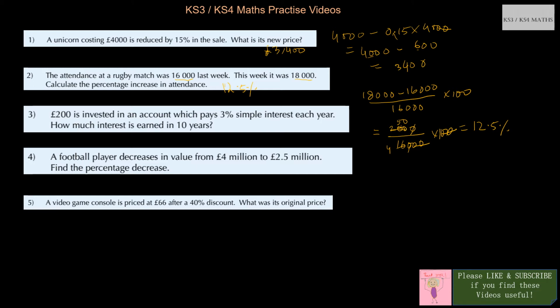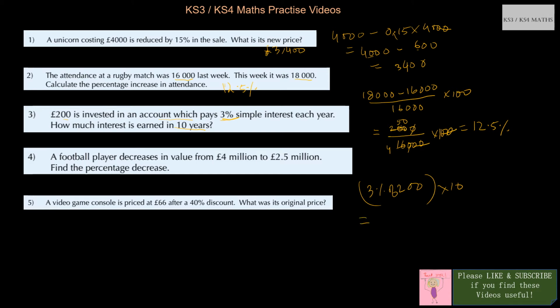The next one is saying £200 is invested in an account which pays 3% simple interest each year. How much interest is earned in 10 years? So 3% simple interest is paid, so it is the interest we have to calculate. It would be 3% of 200, and this whole thing will be multiplied by 10 for 10 years. That would be the interest earned.